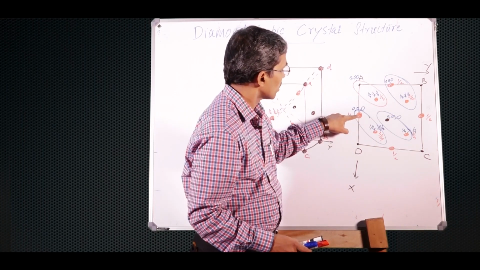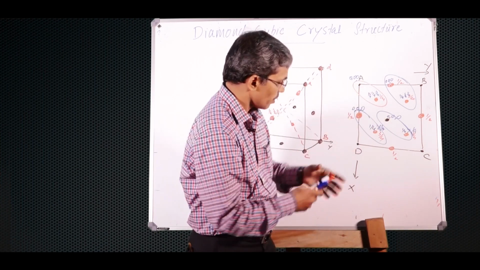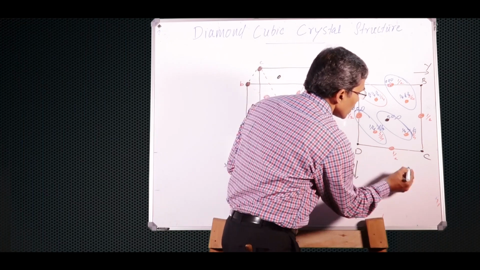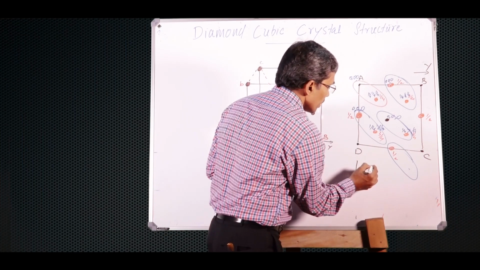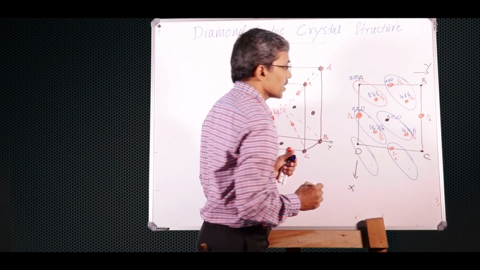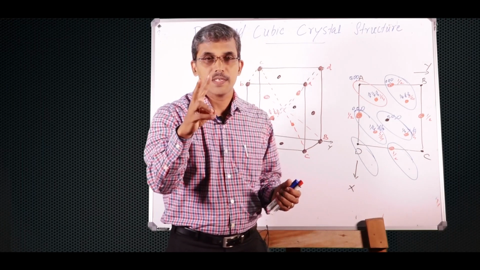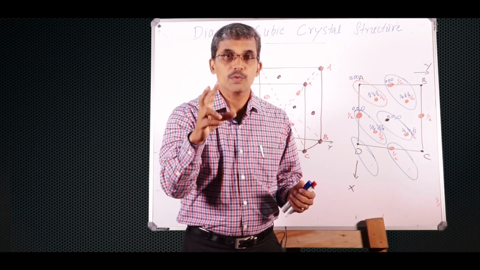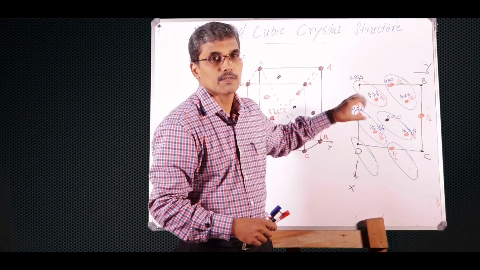This one is attached to this lattice point. This one is attached to this lattice point. This one is attached to this lattice point. Similarly, if you take this one, there will be another atom here. So you will be having a basis. There will be another atom here. So you will be having a basis. So you will be having many basis atoms. All basis atoms, or basis consists of two atoms each. So like that, diamond cubic crystal structure will be formed.